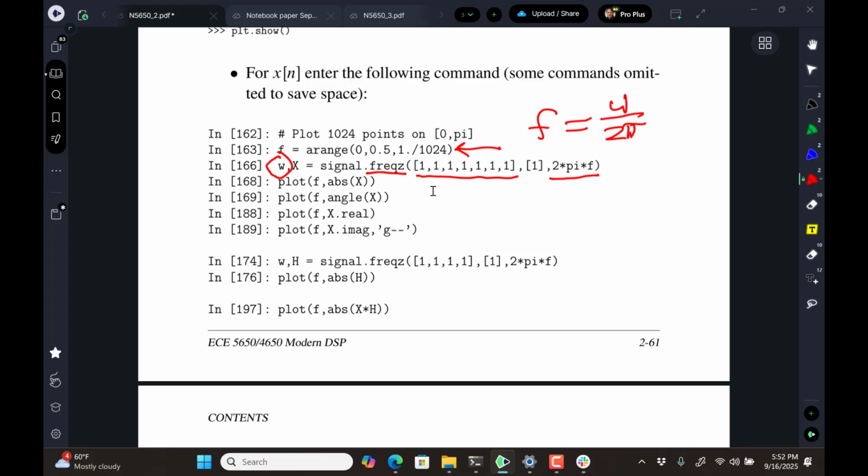It could be a single point. It could be 2 points. It could be multiple periods of 2 pi. You can do it any way you want to. But in this case, in the way I defined F, it's just going to span from 0 to 0.5. And you can see that in here. It's actually going to be 1 point less than 0.5 for 1024. It's just a small amount, though.